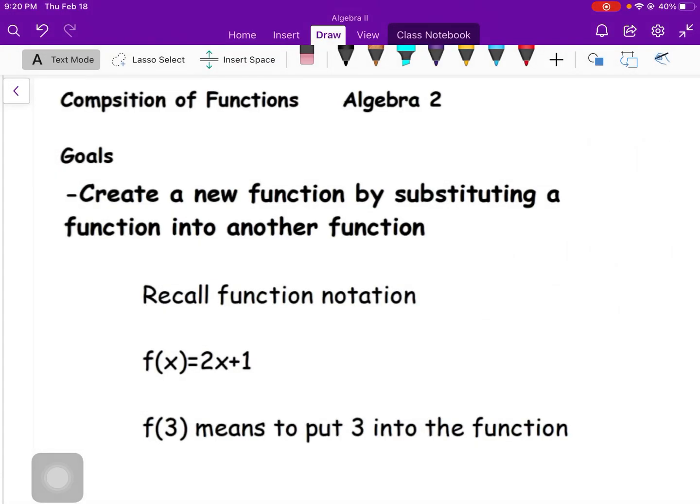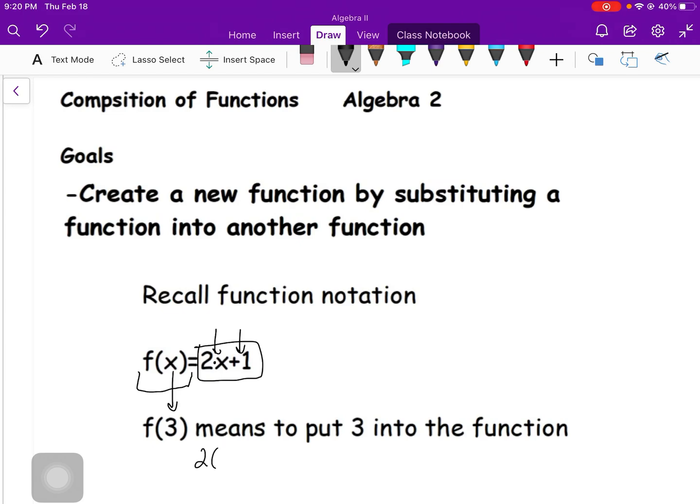Composition of functions. I'm going to first relate this back into function notation. If you recall, function notation is where you replace the y with an f of x. And here's my rule. It's 2x plus 1. So really it means I'm going to multiply whatever x value by 2, and then I'm going to add 1 to it.